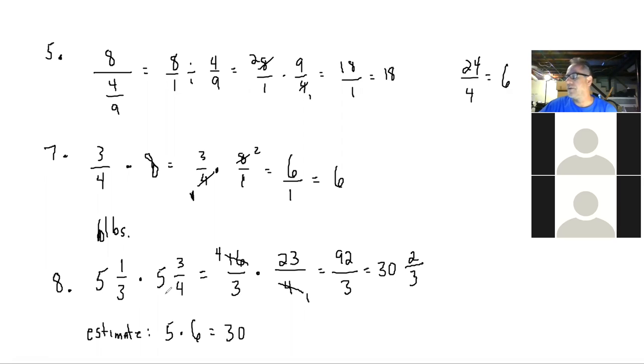All right. Number 10 has division of mixed fractions. You would write each in improper form and then flip the divide-by part. 11 is much the same, and so is 12.